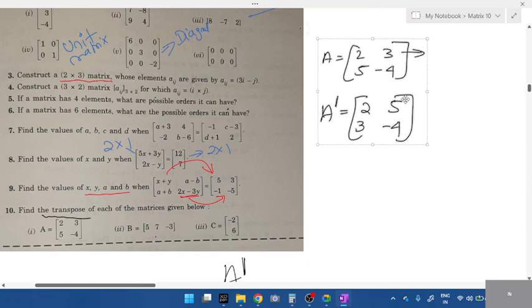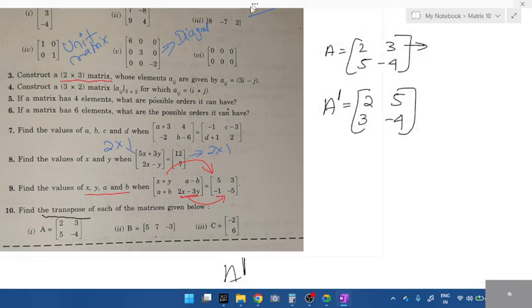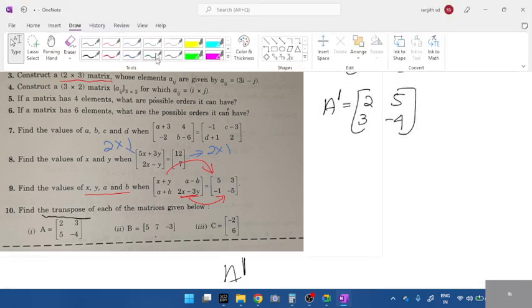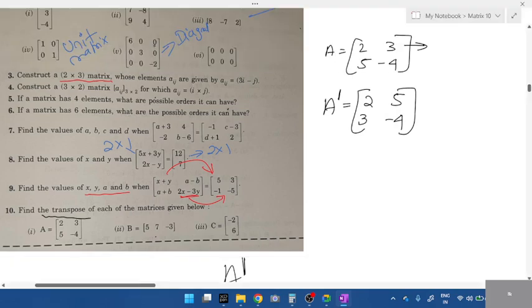Yes, it is similar to reciprocal, students. We learned reciprocal relation. Numerator becomes denominator, denominator becomes numerator. Similar to that, not exactly like, similar to that in matrix we call the word transpose.